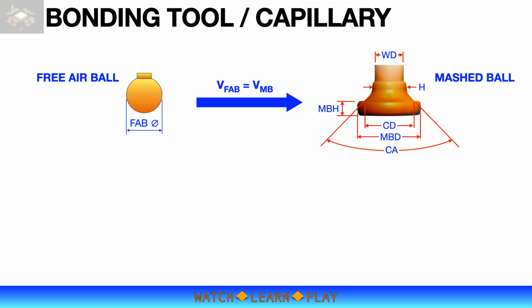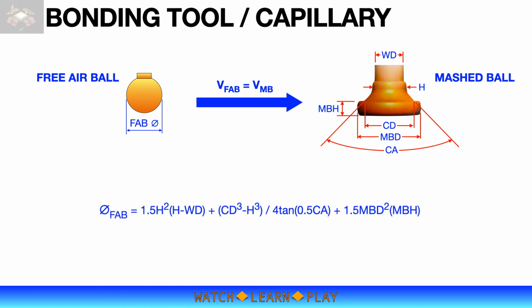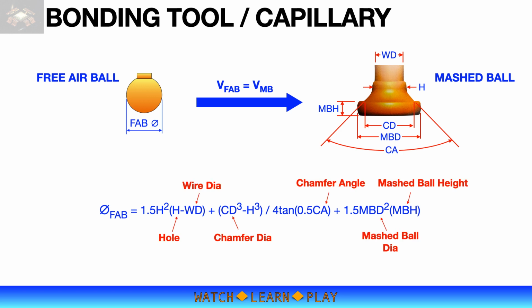H is the hole size of capillary, along with CA and CD. MBD and MBH are the target size of the mash ball, and WD is the wire diameter to use. The derived formula equates the volume of mash ball to the volume of pre-air ball. Most machines allow the users to input the desired pre-air ball size. The calculated pre-air ball diameter would be a good starting point for this purpose, and then you can fine-tune the bonding parameters to achieve the desired mash ball information.